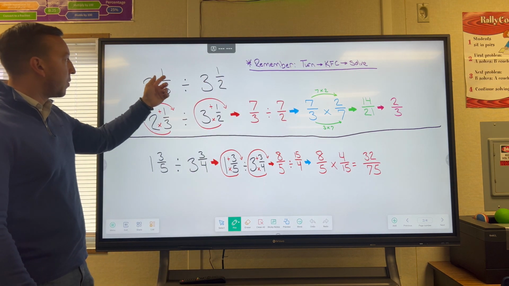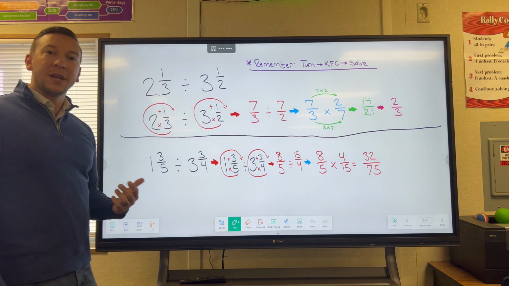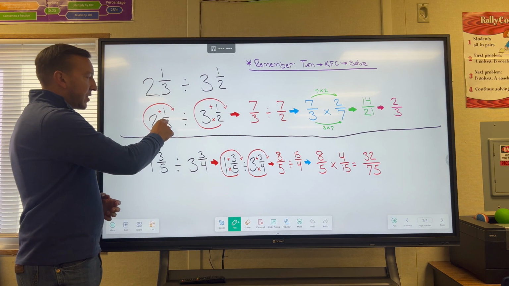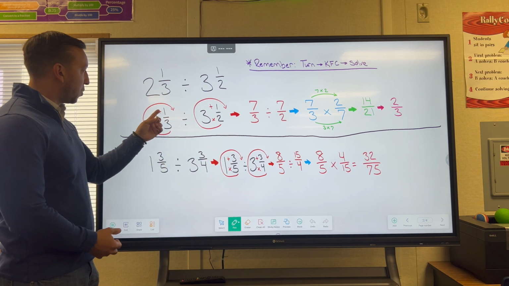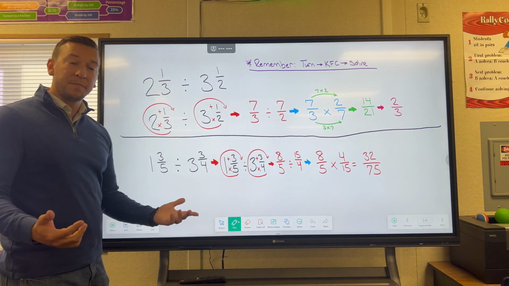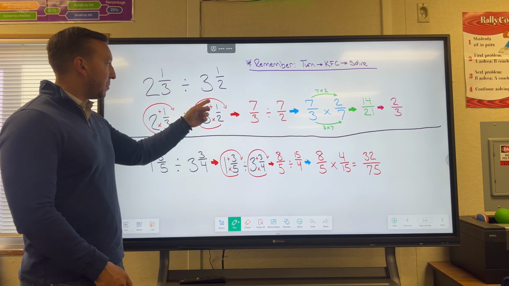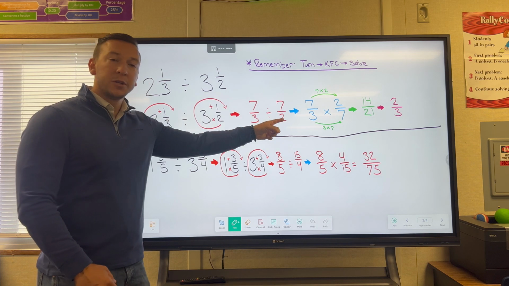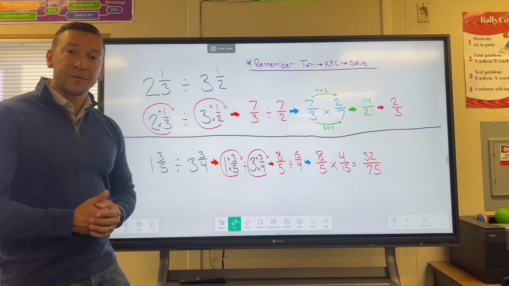So 2 1/3 divided by 3 1/2, I'm going to change both of these mixed numbers into improper fractions. Multiply the denominator times the whole number. 2 times 3 is 6, plus 1 is 7 over 3. Denominator stays the same. Let's do this one now. 2 times 2 is 4, plus 1 is 5... wait, 2 times 3 is 6, plus 1 is 7. Denominator stays the same, 7 over 2. Well, I've completed step 1, which is turn them into improper fractions.